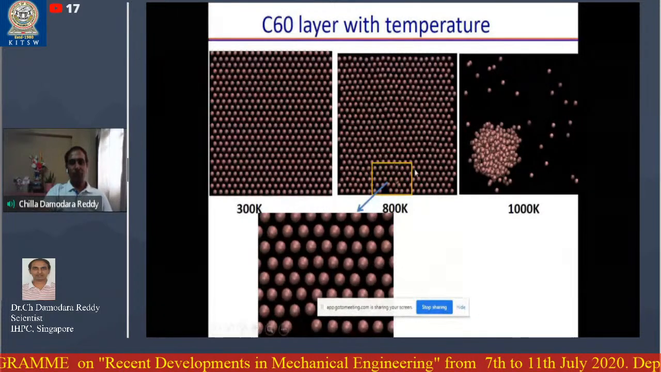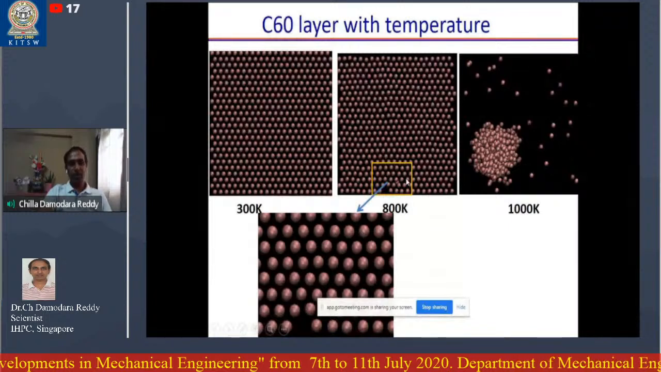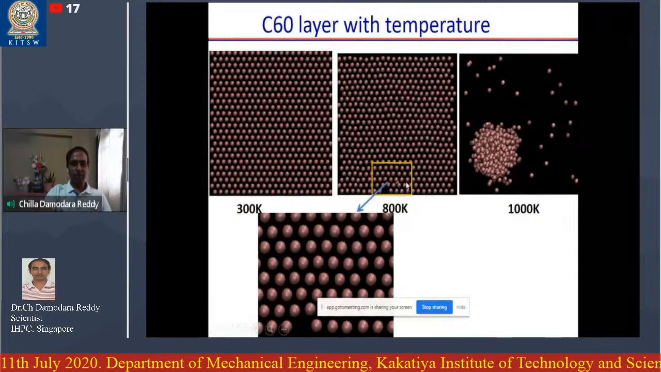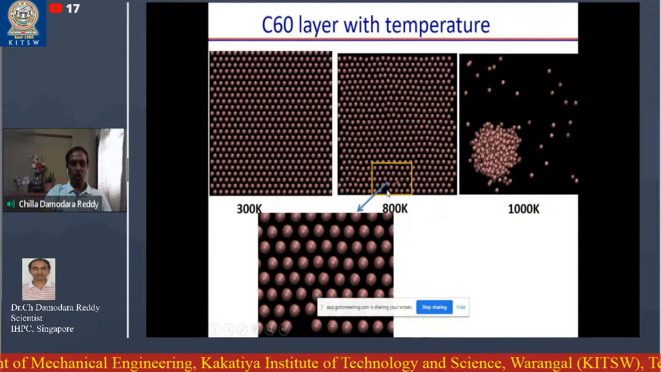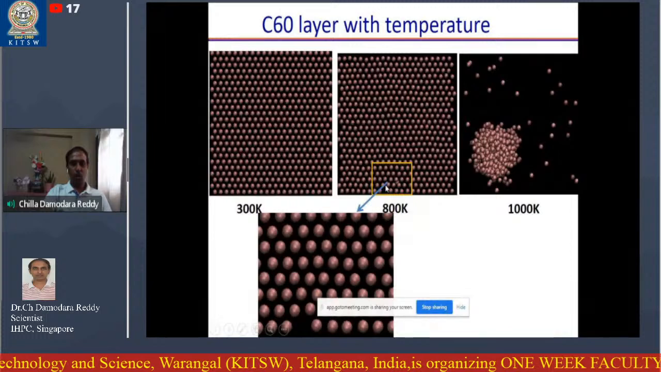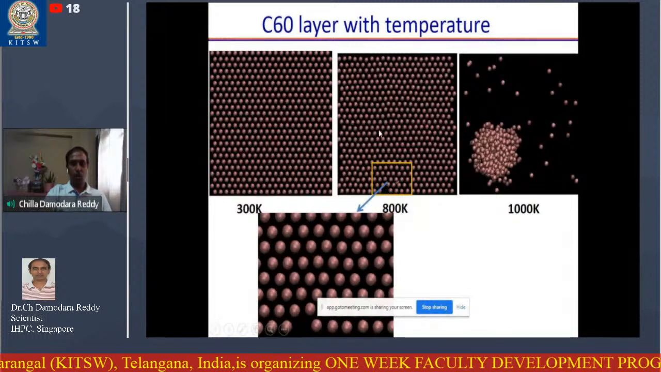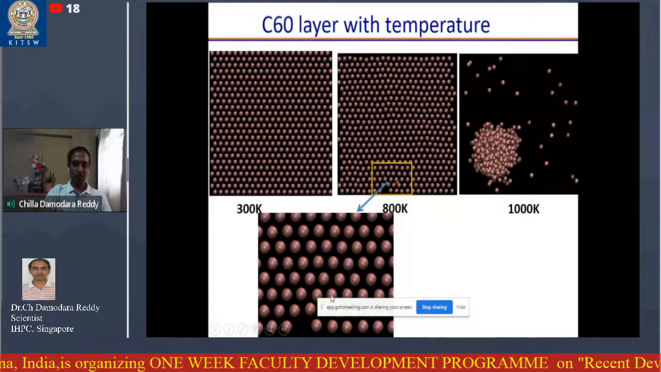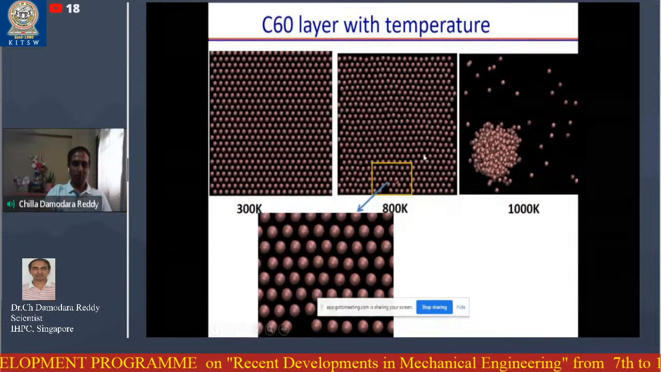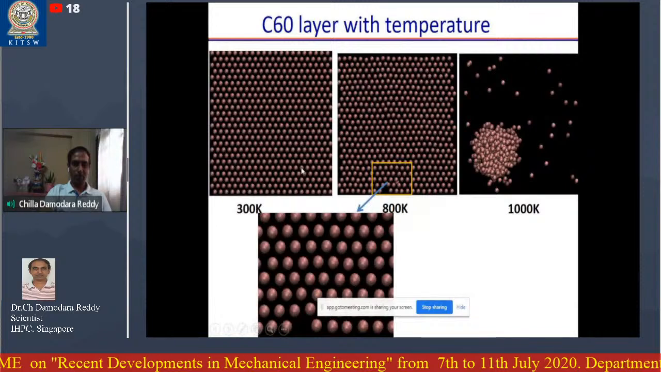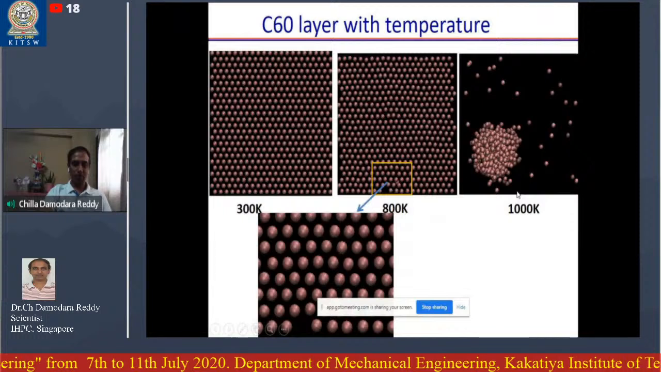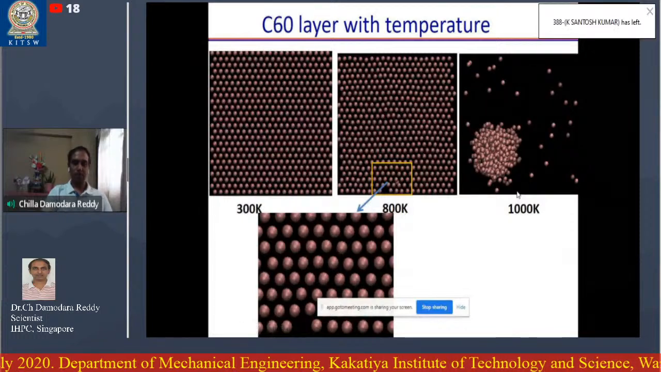And if you look until 800 Kelvin, as I increase the temperature gradually from 300 to 800, you will see a small jump: one molecule jumps on top of the other molecules. That means its energy is high enough to jump on top of them, and then the structure is going to be destroyed. So one molecule is enough to destroy the structure at higher temperature. At lower temperature, there is no problem at all. And if you go to 1000 Kelvin, it turns into a totally disturbed, ball-like structure.